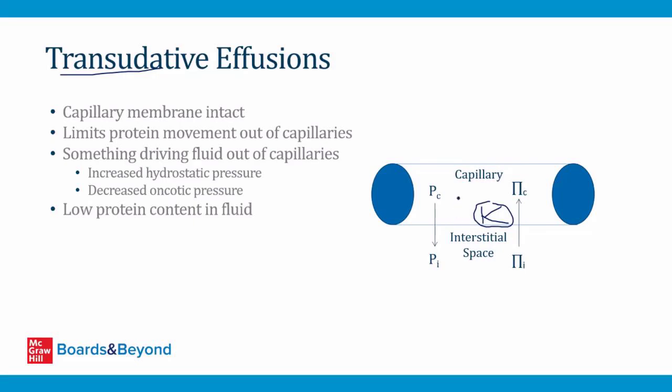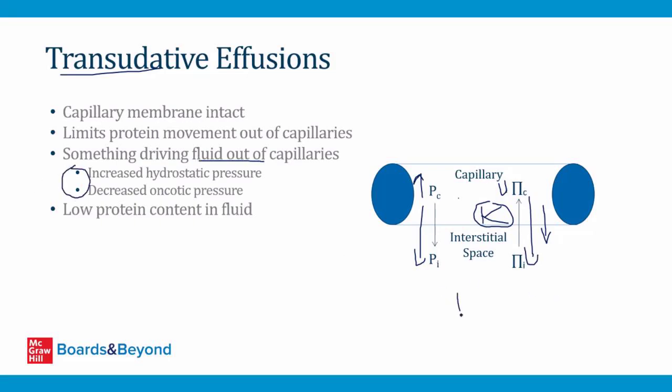And because of that, it's very hard for proteins to move out of the capillary into the pleural space. What happens in transudative effusions is you have either a very high P sub C pushing fluid in this direction or a very low P sub C allowing fluid to move in this direction. Basically, something is driving fluid out of capillaries. It's one of these two things.